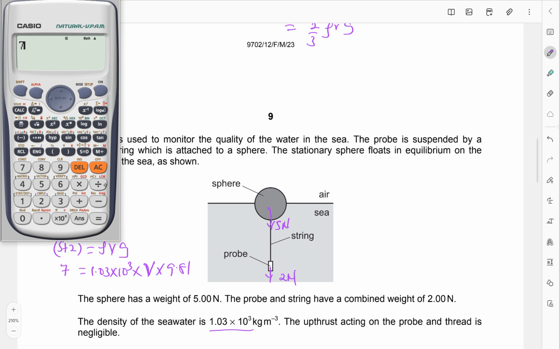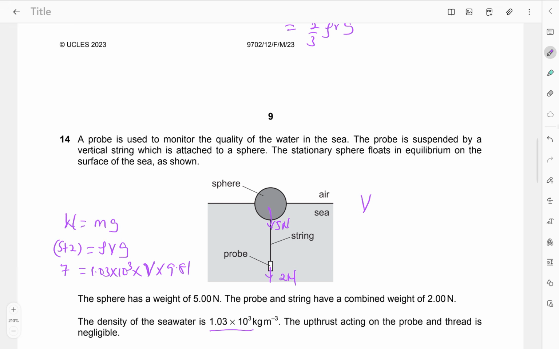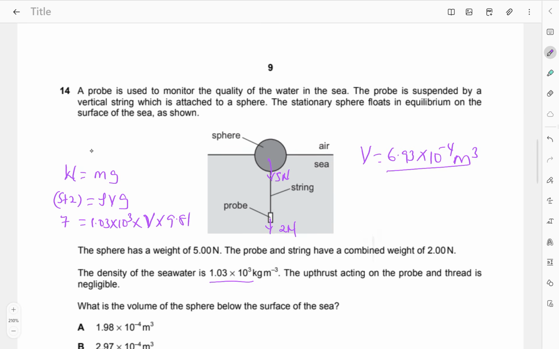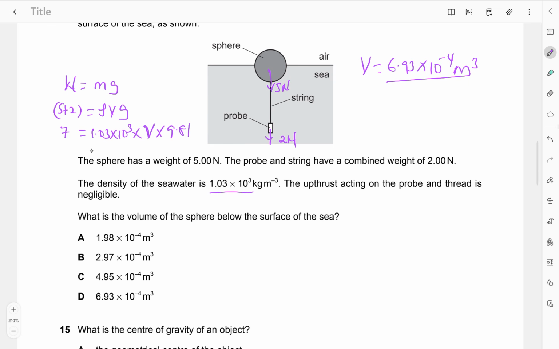So I'll say 7 divided by open brackets 9.81 times 1.03 times 10 power 3. This is giving me 6.93. So V is 6.93 times 10 power negative 4 meters cubed. So let's check. Our answer is going to be D.